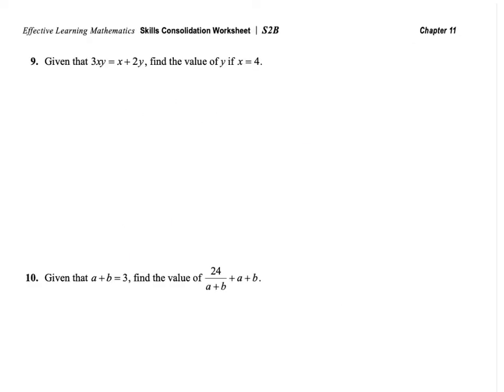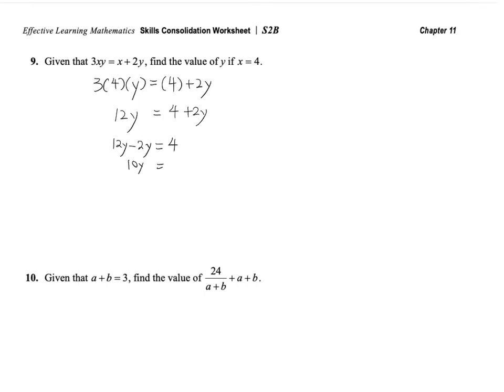Okay, this time you have 3 and then 4 here. y equals to 4 plus 2y. So you have 4 here, and then you have 12y equals to like this. And then you have 12y minus 2y equals to 4. 10y equals to 4. And y equals to 4 over 10. So you can simplify the term by using 2, so you have y equals to 2 over 5 at the end.